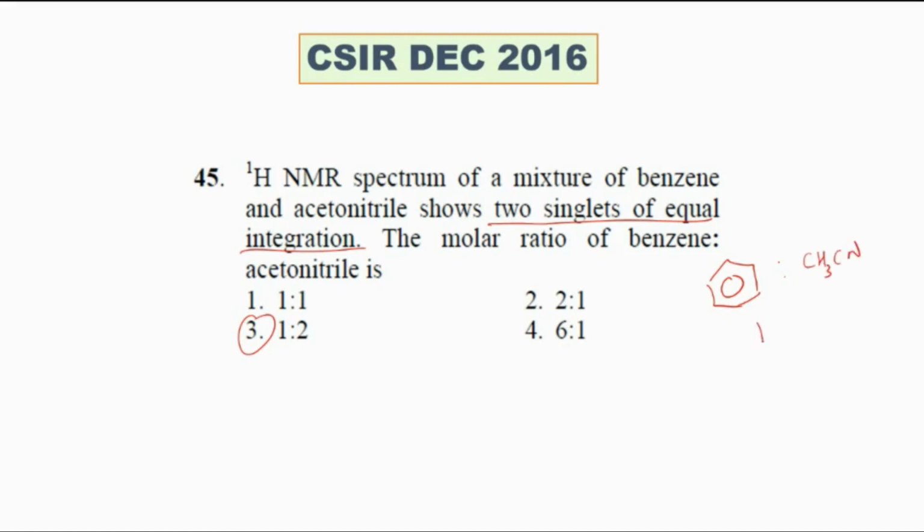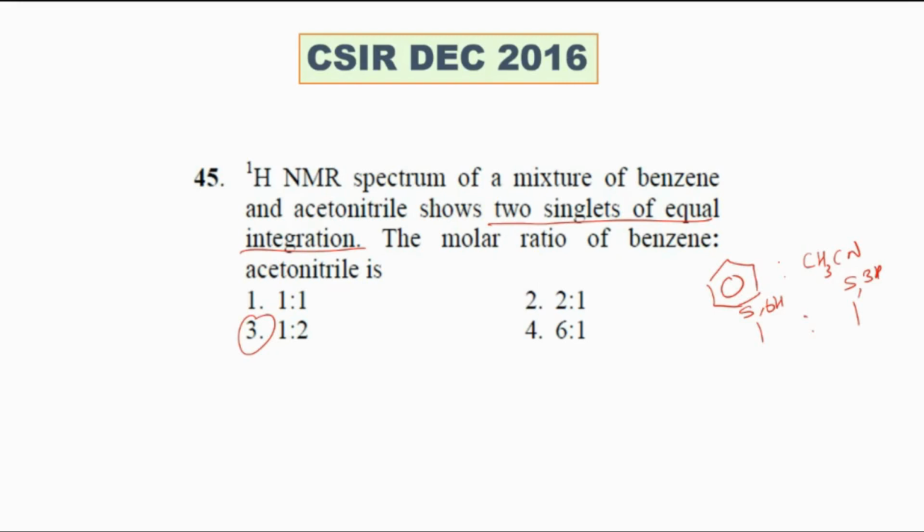Two singlets. So this is also giving me a singlet, and this is also giving me a singlet with equal integration, 1:1. All the 6 hydrogens are identical, so I have a singlet for 6 hydrogens, and here I have a singlet for 3 hydrogens. So both are singlets with equal integration. So I say 1:1. But what formula have we seen?